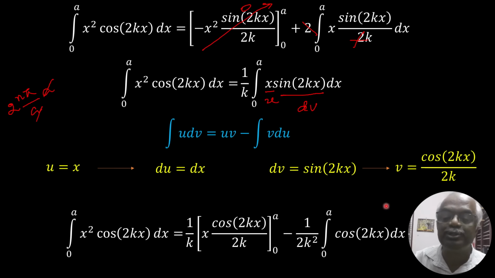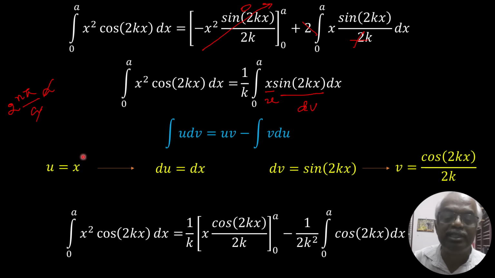Now you substitute this value here. So the integral 0 to a of x squared cos 2kx dx is equal to 1 over k, then uv, where u is x and v is cos 2kx over 2k, with limits 0 to a. Then next, minus 1 over 2k squared times the integral of cos 2kx dx. So now we got this expression.